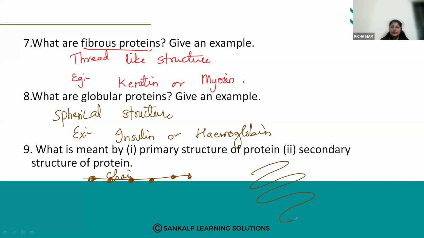In a polypeptide chain, and your secondary structure of protein results from hydrogen bonding, the conformation which the polypeptide chain assumes as a result of hydrogen bonding. Okay, so this is the answer.